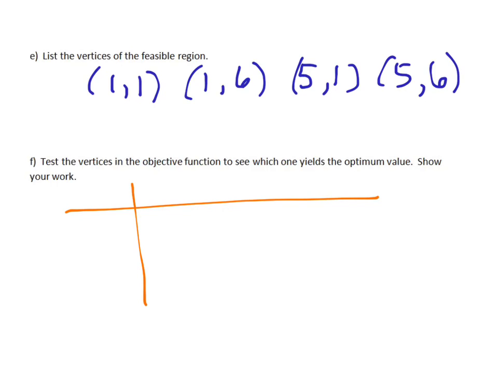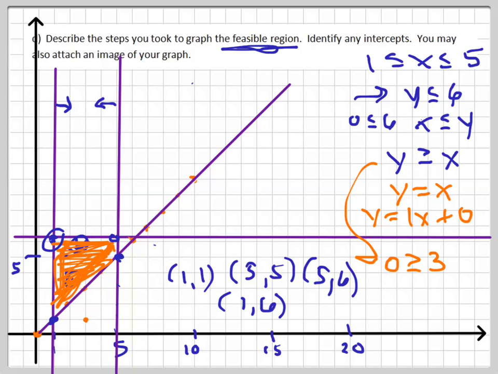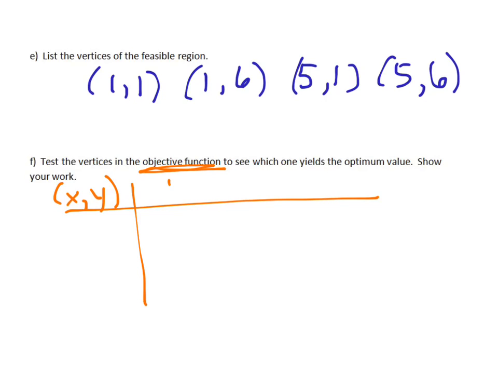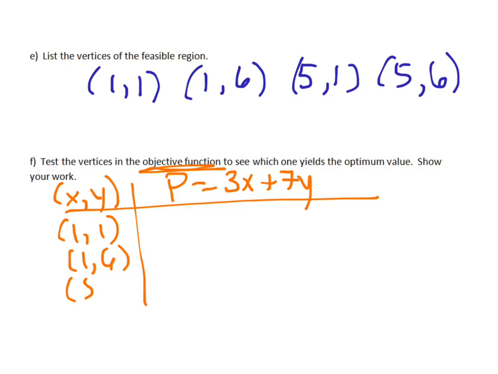So let me make a chart here. And what I want to do is just test each of these in the objective function. So if you look back to that problem where we wrote the objective function, right, that's profit equals 3x plus 7y. Alright, so I just need to determine what the profit is at each of these points. Okay, so I'll plug these in.